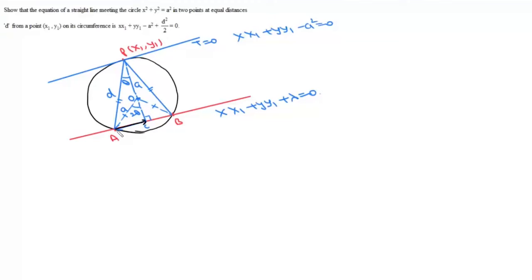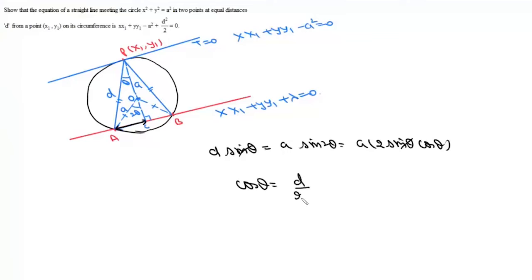Now this distance AC can be written as d sin θ, and it can also be expressed as a sin 2θ. Now sin 2θ is 2 sin θ cos θ. Now sin θ will cancel. So from here we can write cos θ as d upon 2a. So this perpendicular distance PC will be d cos θ, which is simply d²/2a.